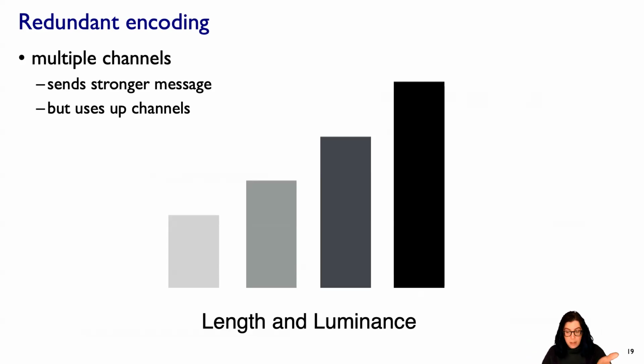So it's a trade-off. In this case, what we see is a bar chart where we're not only coding with length, that is vertical position in this case, but we're also coding with luminance, right? The bars are getting darker as the bars are getting taller. Okay.